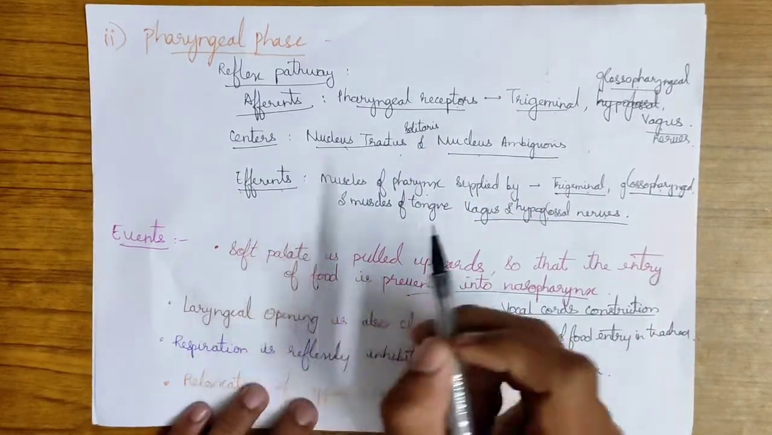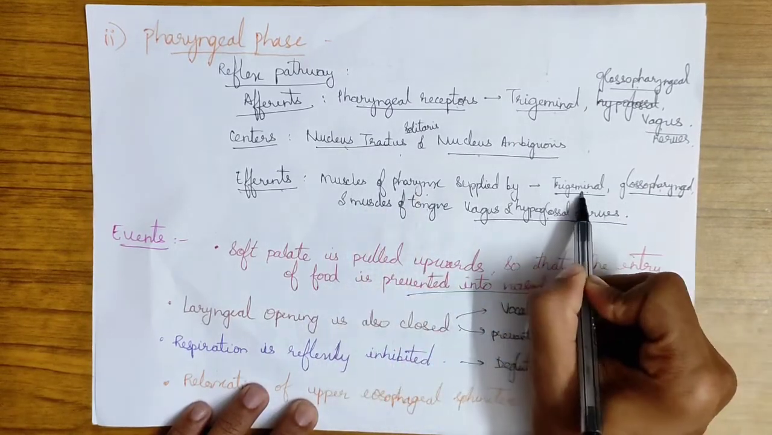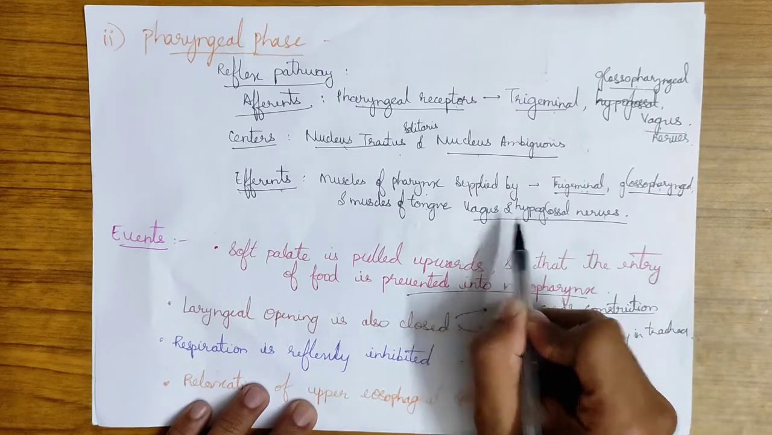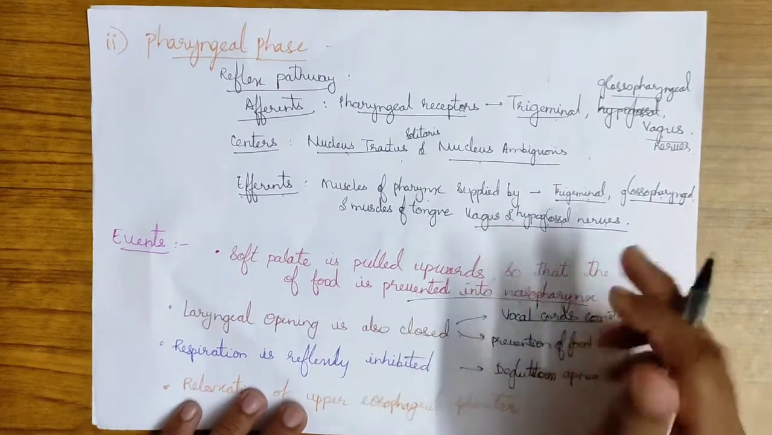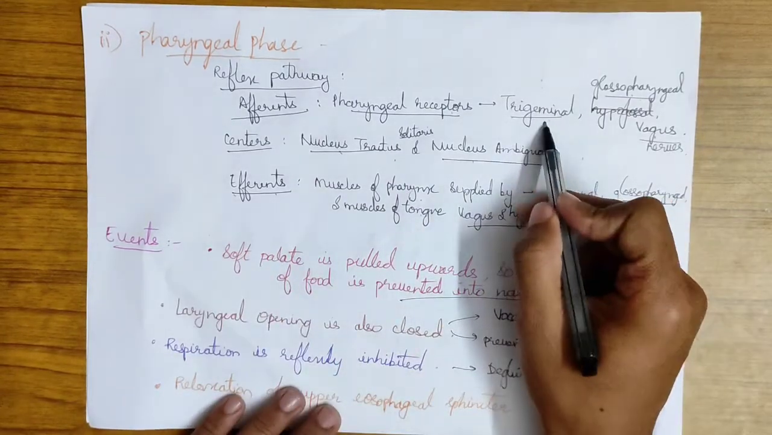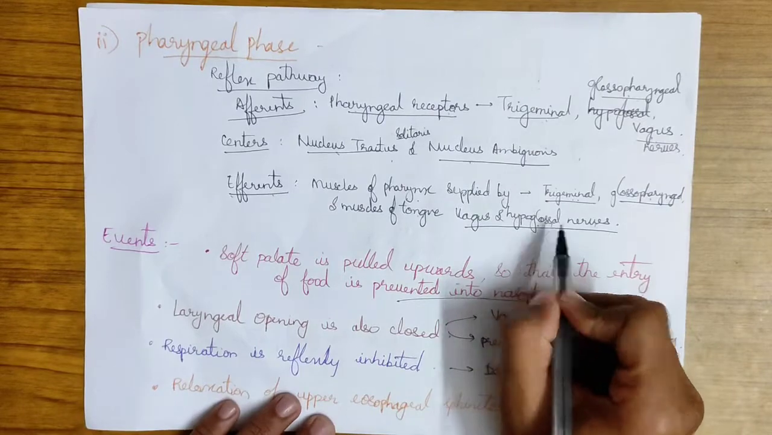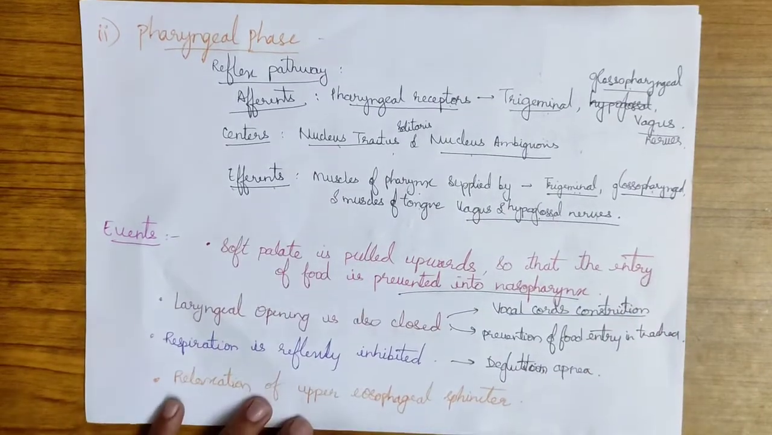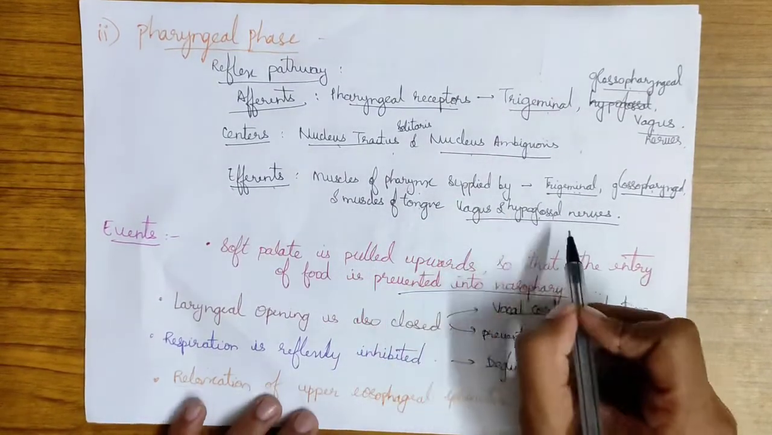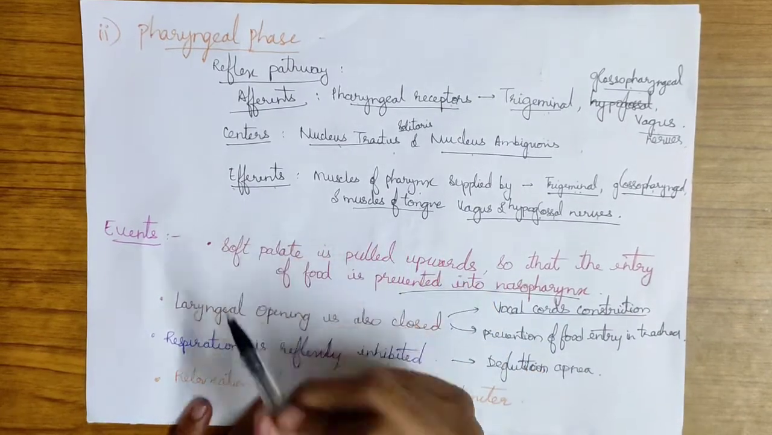And the efferents are the muscles of pharynx and the muscles of tongue supplied by trigeminal, glossopharyngeal, vagus and hypoglossal nerve. You can notice that in the afferent and efferent, 3 nerves are common, that are trigeminal, glossopharyngeal and the vagus nerve. But hypoglossal nerve is extra in the efferent pathway. It is extra because there is also involvement of muscles of tongue in the efferent.